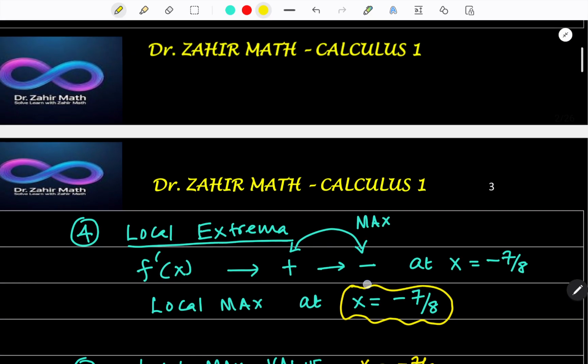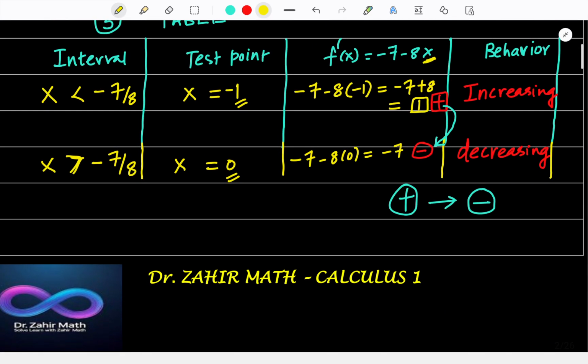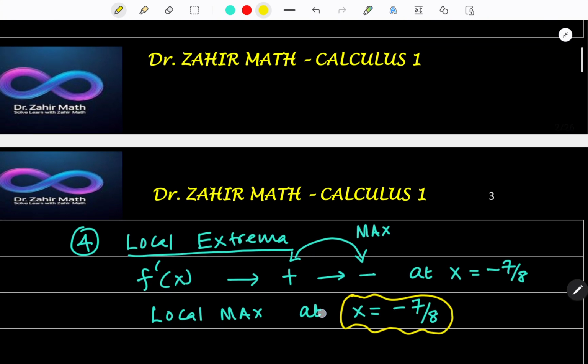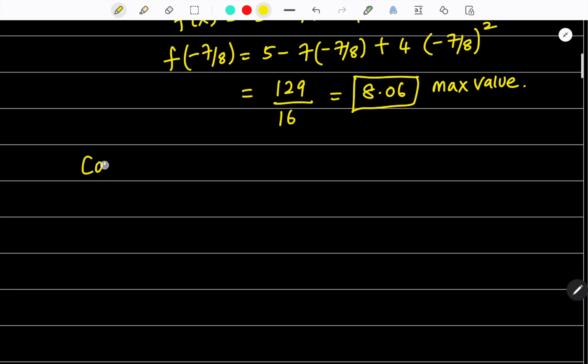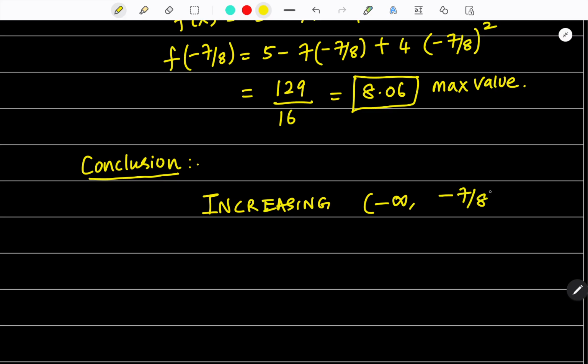Okay, so look here from the table. Here it is increasing, less than minus 7 over 8. Less than means it goes up to minus infinity. More than means it goes up to infinity. So let me give you the final conclusion, or results, or final answer, whatever it is. Increasing from minus infinity comma minus 7 over 8. And where is it decreasing? Decreasing is after that, which is negative 7 over 8 comma infinity, right?